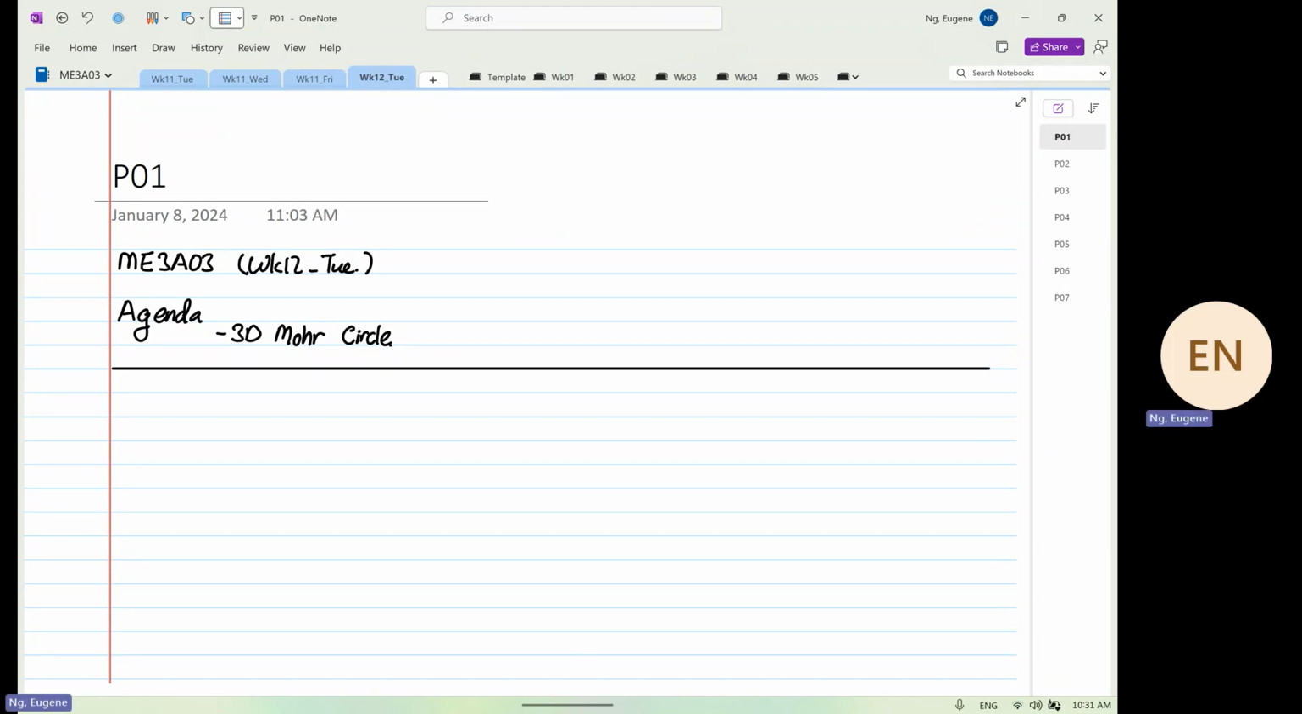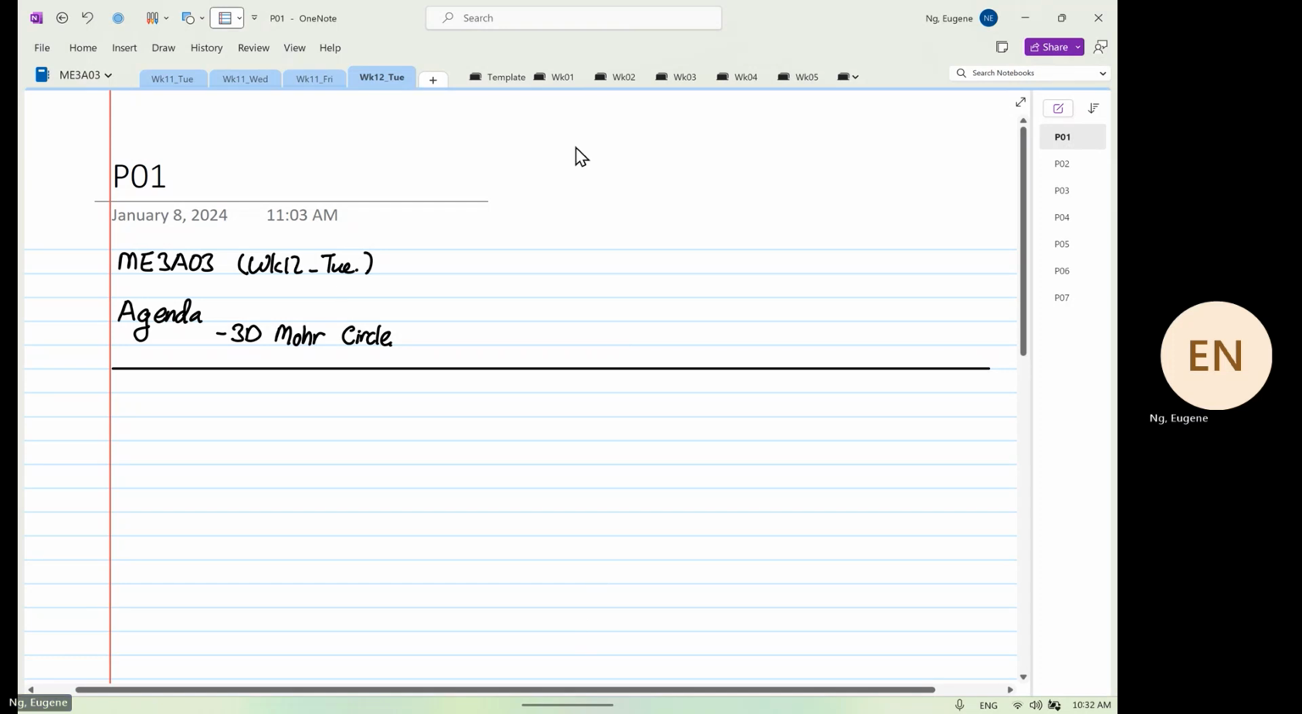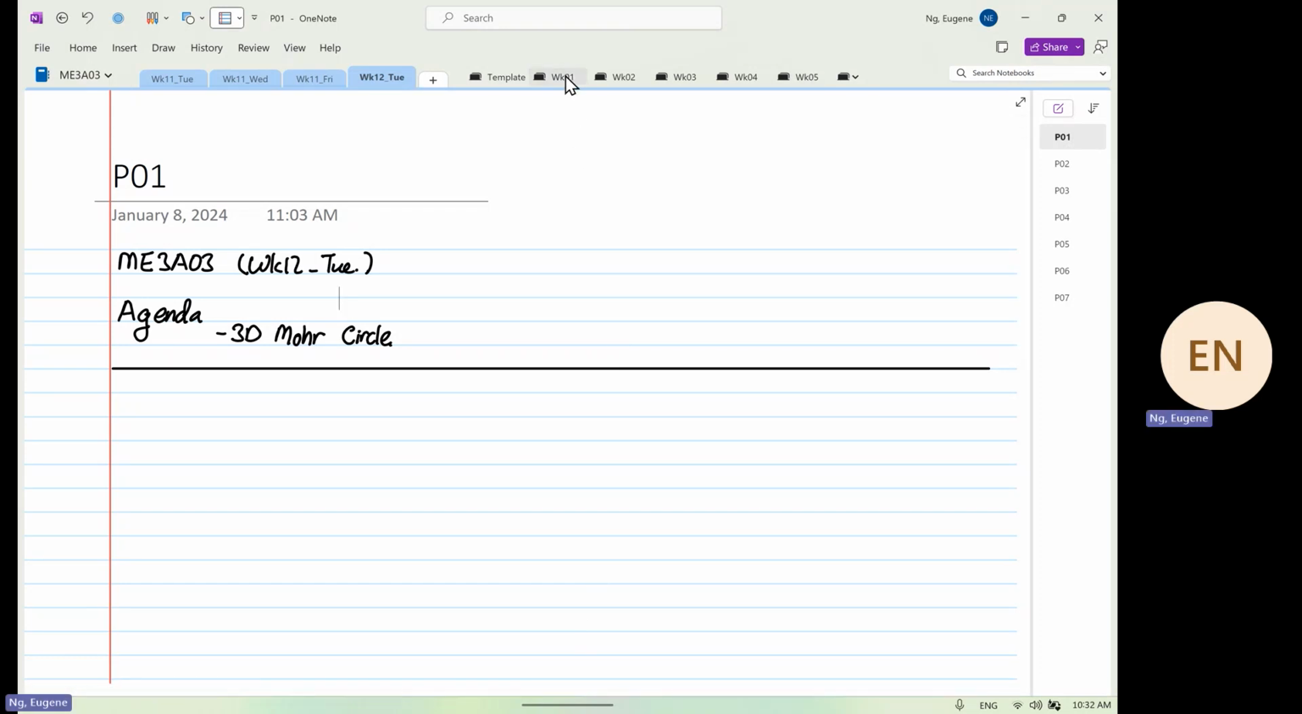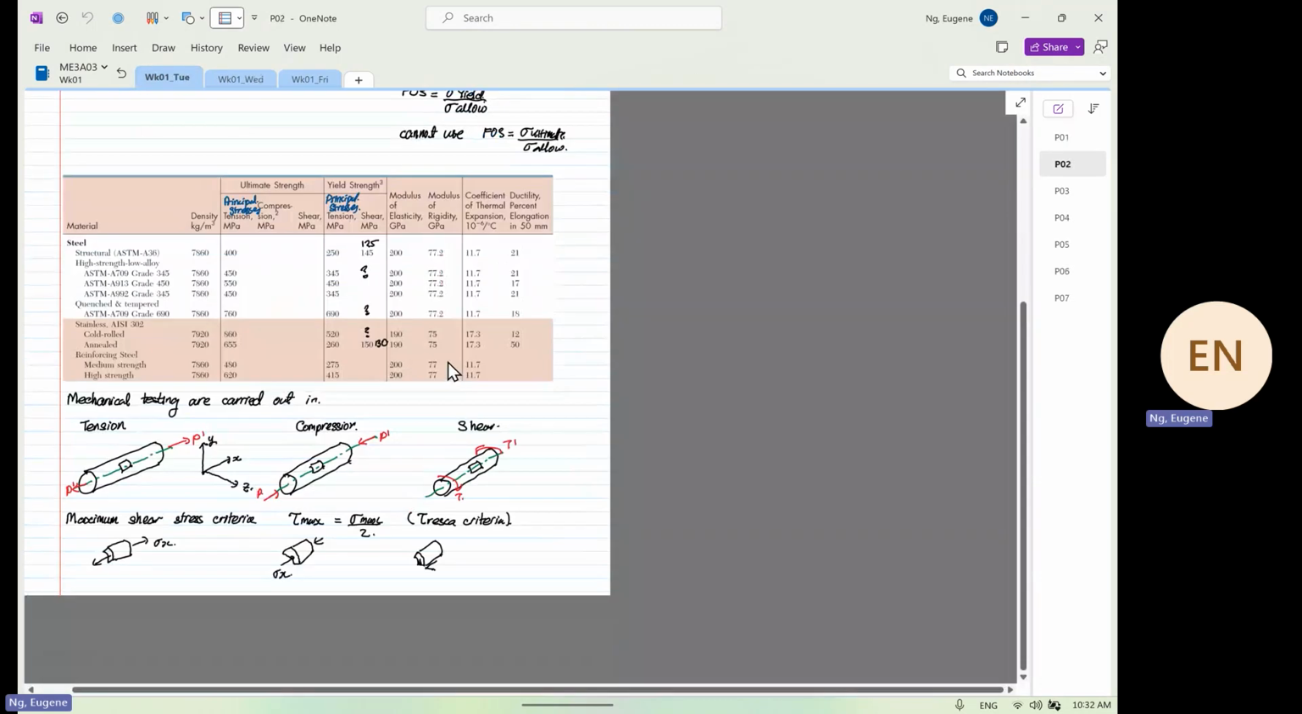I finished off mentioning to all of you why 3D Mohr's circle is important. And you witnessed why it is so critical. If you ignore it, you might underestimate the stress state in your structure that's loaded. Now, when we began our lecture on week 1, if you recall, you have seen this table.